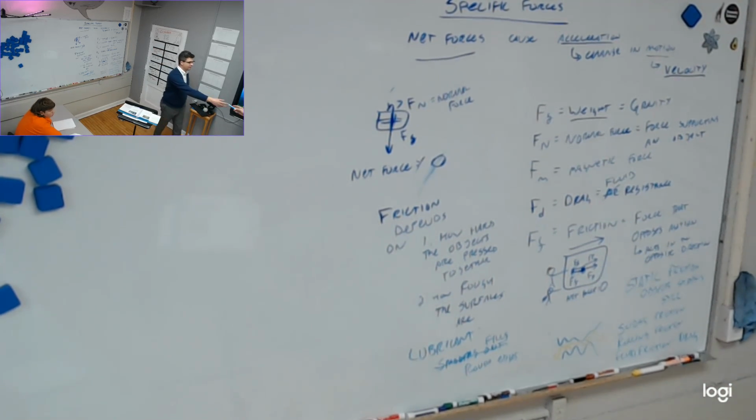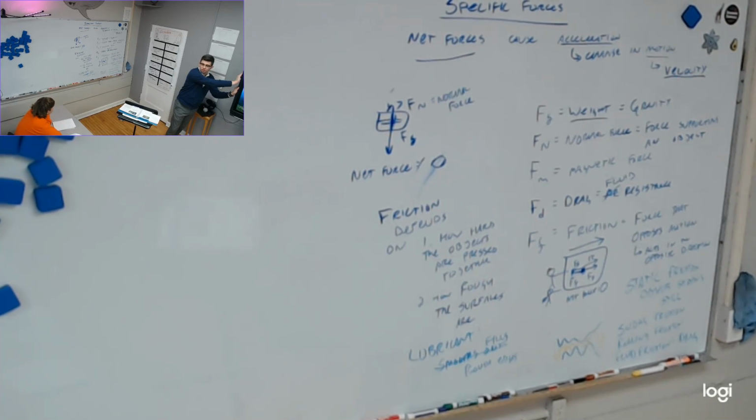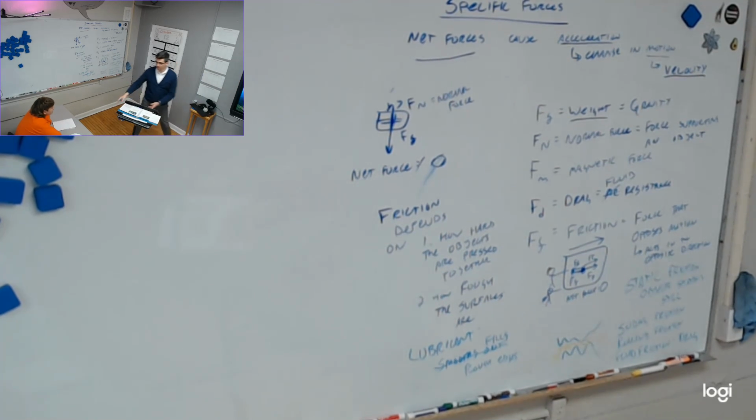If I'm pushing on it and it doesn't move, is friction acting on it? Yes, actually, yes. I'm pushing on it and it doesn't move, so there must be friction. What kind of friction out of those? Static friction. If I push on this and it does move, what kind of friction is that?